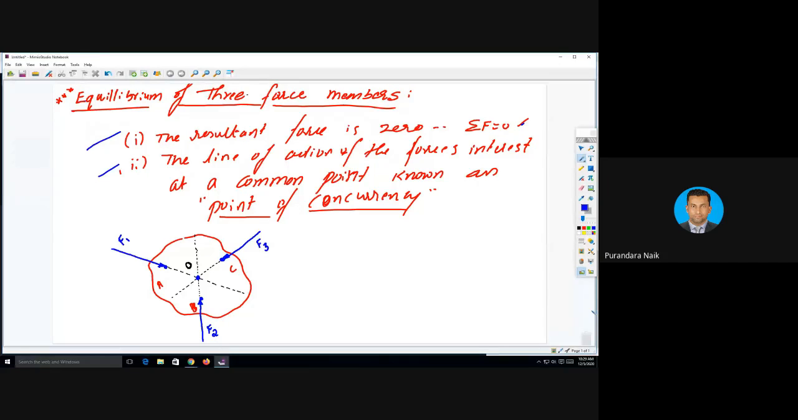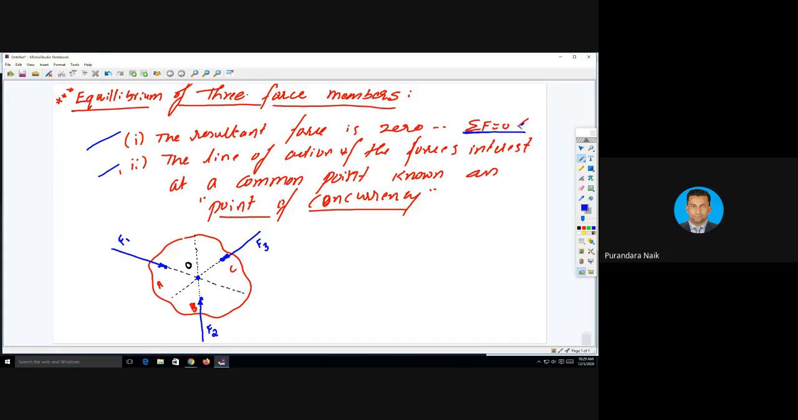Summation of all the forces must be equal to 0. So how to check it? You can go for the analytical method or you can go for the graphical method. Graphical method: if the system is in equilibrium, summation of all the forces must be equal to 0. That is the condition. So how to show it in a graphical method?